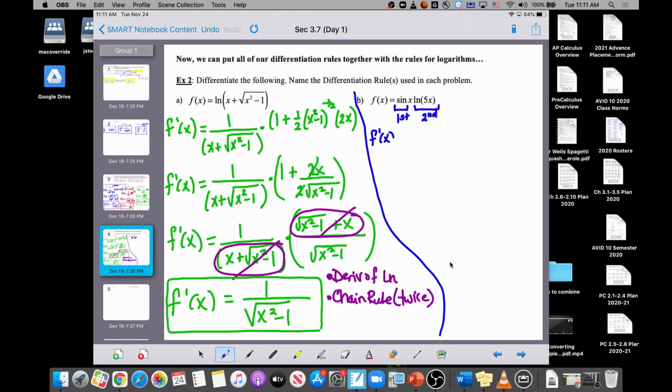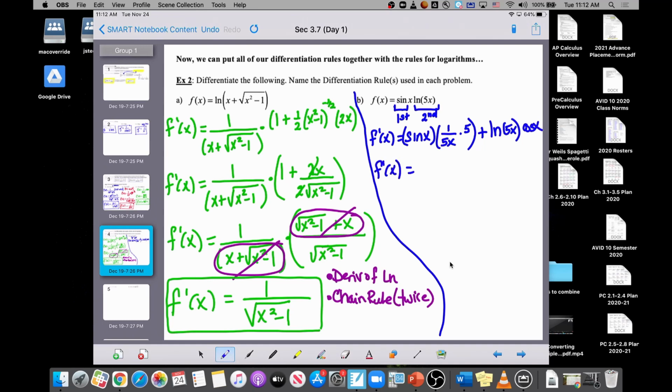So f prime of x is going to be equal to first, which is sine x. Derivative of the second, derivative of ln of 5x is going to be 1 over 5x times the derivative of 5x, which is 5. So that's first d second, plus second d first is going to be ln of 5x, and then the derivative of sine x is cosine x. So now let's simplify.